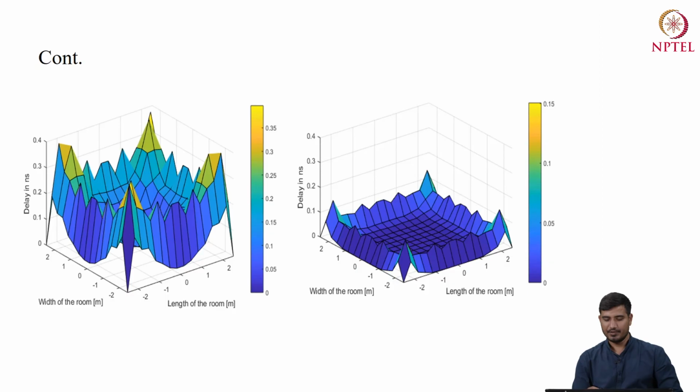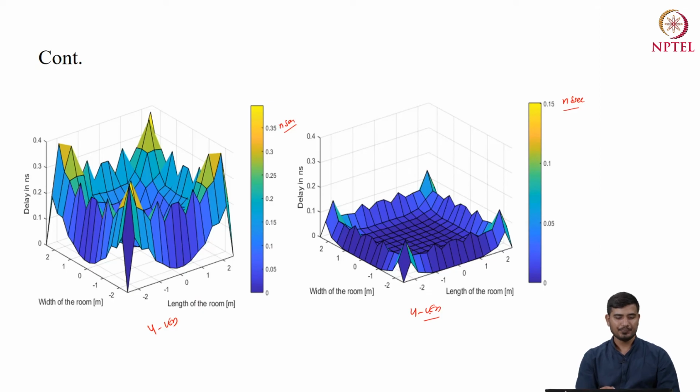So you can see here for different LED semi-angles, we have plotted this delay spread. The maximum value of delay spread that we are getting is 0.35 nanosecond. And as we have optimized this LED semi-angle, we have reduced this delay spread from 0.35 to 0.15 nanosecond. So this is again for 4 LED configuration. This is also for 4 LED configuration.